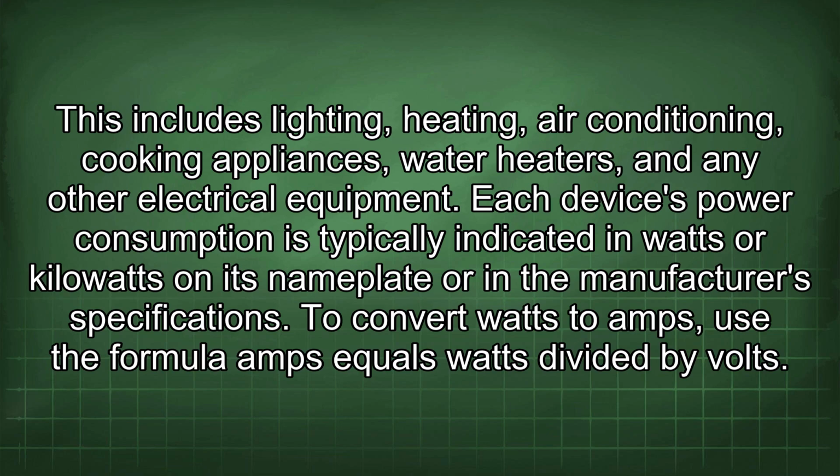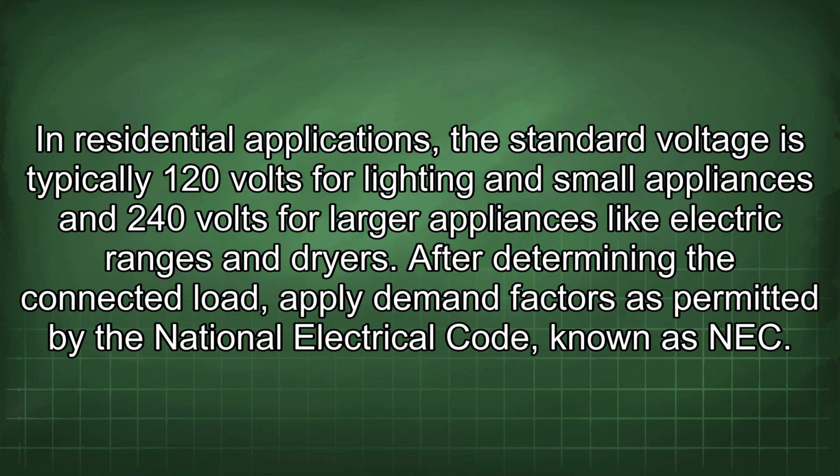This includes lighting, heating, air conditioning, cooking appliances, water heaters, and any other electrical equipment. Each device's power consumption is typically indicated in watts or kilowatts on its nameplate or in the manufacturer's specifications. To convert watts to amps, use the formula amps equals watts divided by volts. In residential applications, the standard voltage is typically 120 volts for lighting and small appliances and 240 volts for larger appliances like electric ranges and dryers.